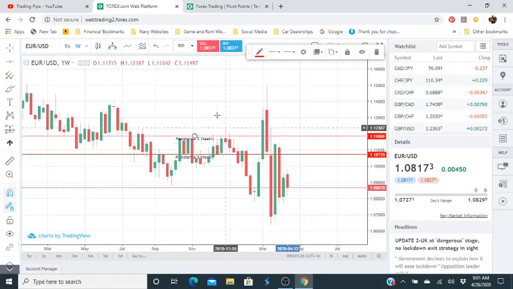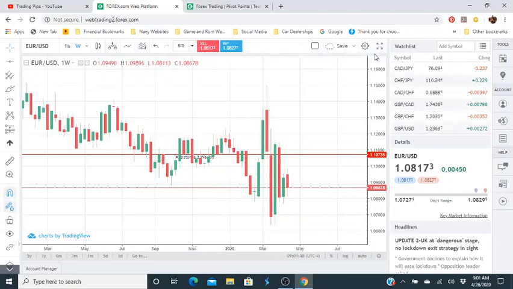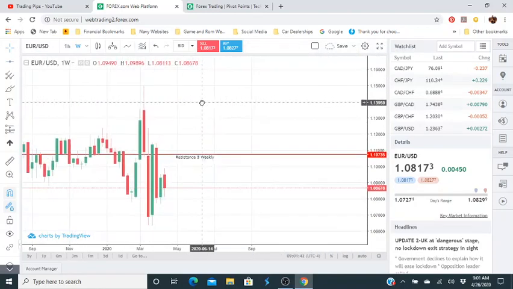It's a weekly resistance line. Actually, I just made a second one by mistake. We'll delete that one. Boom. And you see it says resistance 3 weekly. So that's where the resistance line is. The third resistance line is for the weekly chart, right?